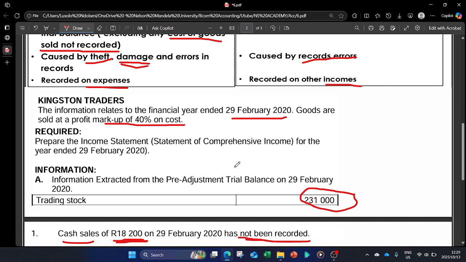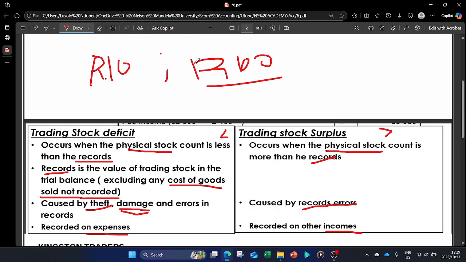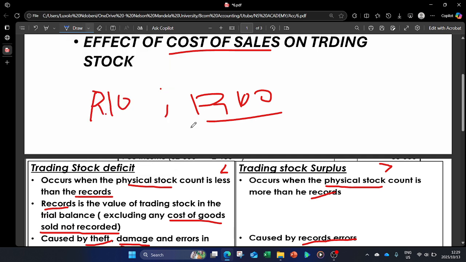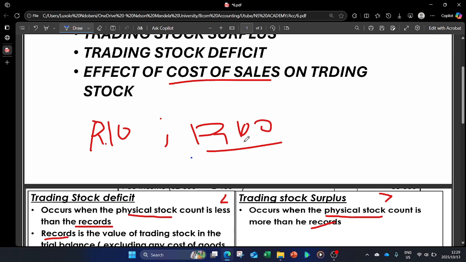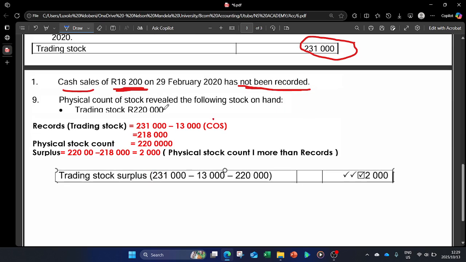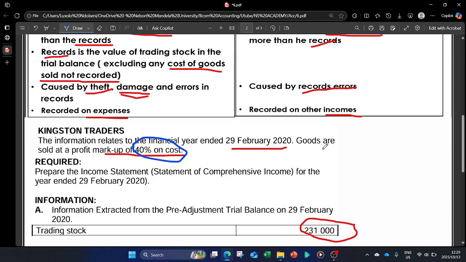So how do we calculate that? They stated that a markup, where is the markup, is 40% on cost, right? So we're gonna use that 40% on cost to calculate the cost of goods sold that have the selling price of 18,200.